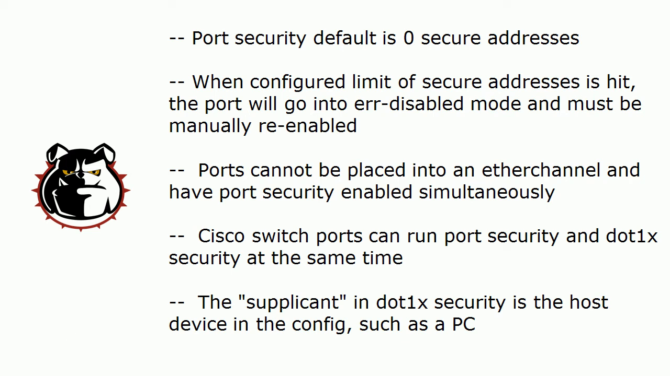The third statement, ports can't be put into an EtherChannel and have port security enabled simultaneously. That is true. You can't do that. Now, the fourth statement, can a Cisco switch port run port security and 802.1X security at the same time? No, it can't. Switch ports that cannot run port security include EtherChannel ports and 802.1X ports, as I mentioned here, also trunk ports and destination SPAN ports.